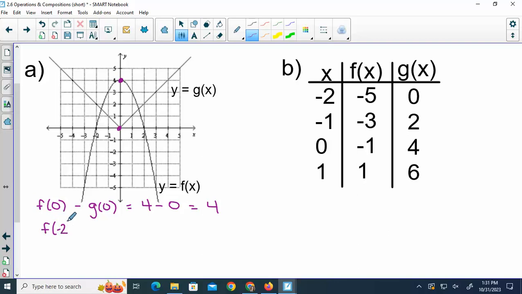Second one, f of negative 2 divided by g of negative 2. So when x is negative 2, f is a parabola, so you're right here on the parabola. So that y value is 0. g of negative 2, on the absolute value, the y value is 2. And 0 divided by 2 is 0.